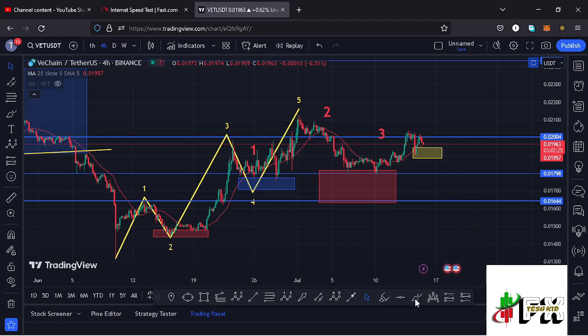At the time of this recording, we are holding below a key area of resistance at around the $0.02 mark, which is now acting as a resistance for us to continue gearing up.